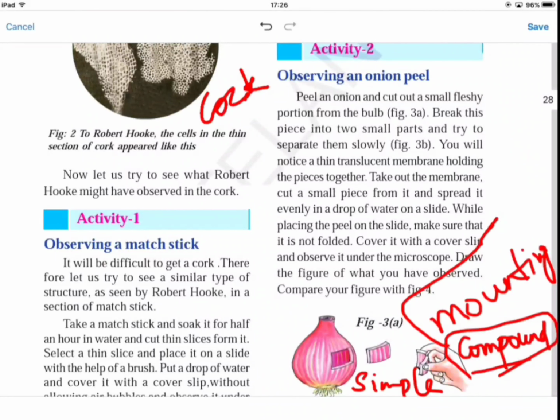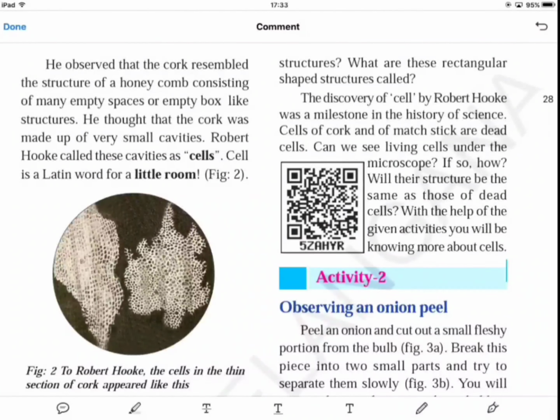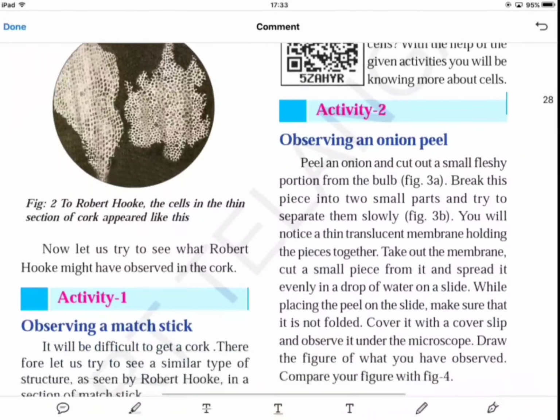In a compound microscope we have two lenses, where one is the eyepiece lens where we put our eye, and another one is the objective lens. When Robert Hooke discovered honeycomb-like structures in a dead tissue called bark, he called them cells, which originated from the Latin word cellula, that is nothing but little room. Even we can observe the same by taking a matchstick.